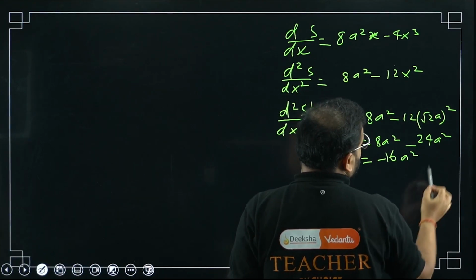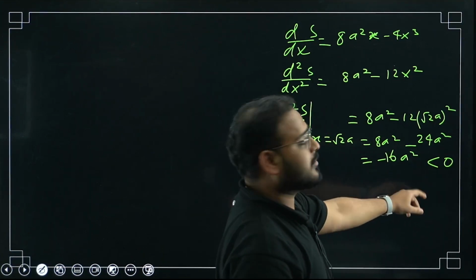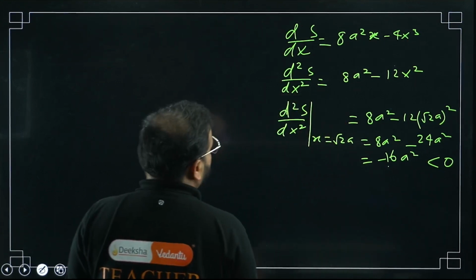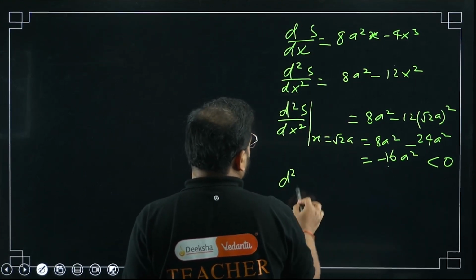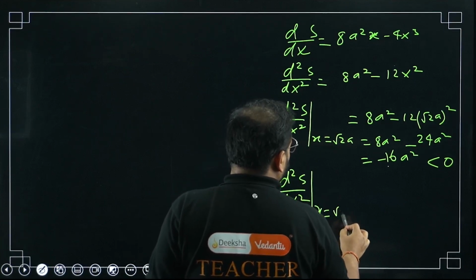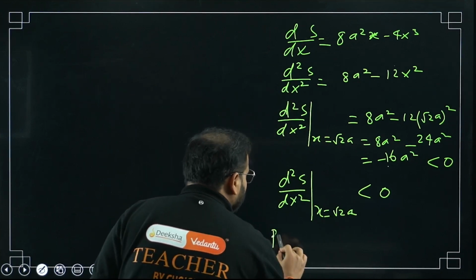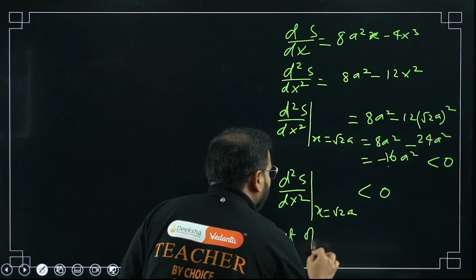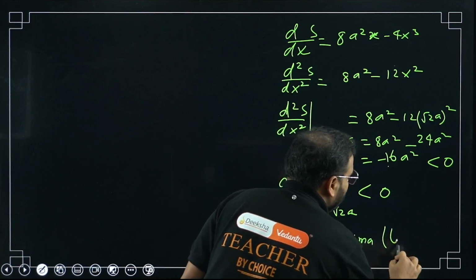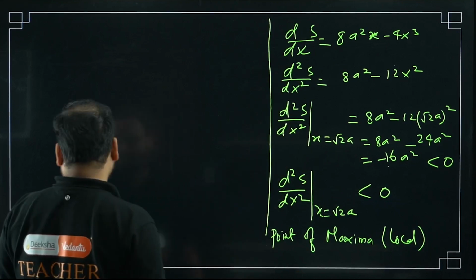Minus 16a², which is nothing but negative. How come, sir? 16 is a positive number, a² is a positive number, so with the minus it becomes negative, less than 0. So what I'm getting is that d²s/dx² when x is equal to root 2a is less than 0. It means what? Point of maxima, sir. Local maxima. Great, we were looking for that only, no?